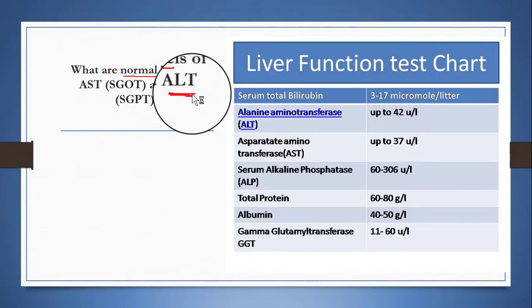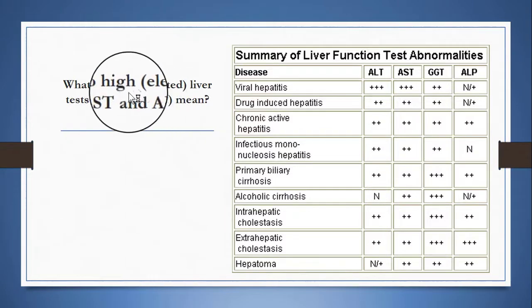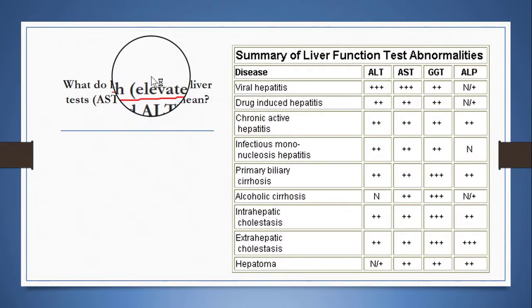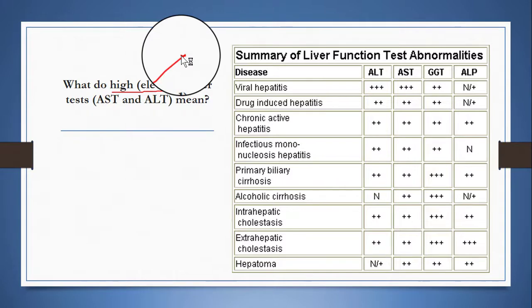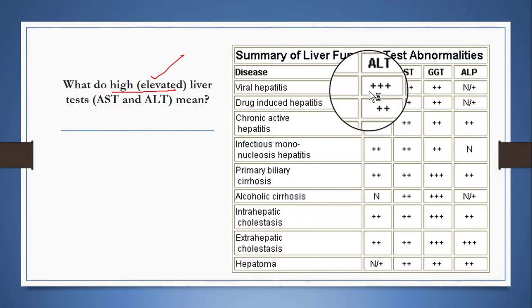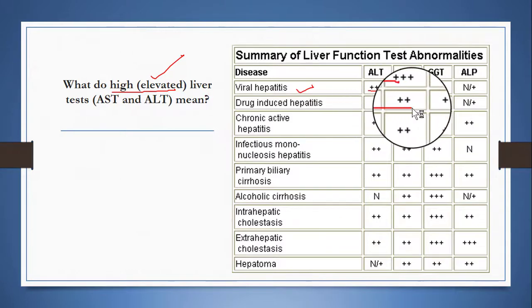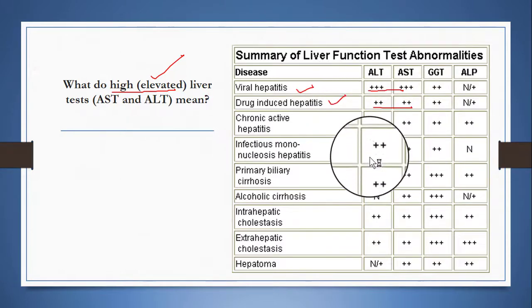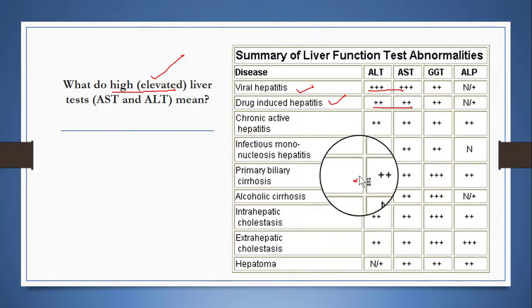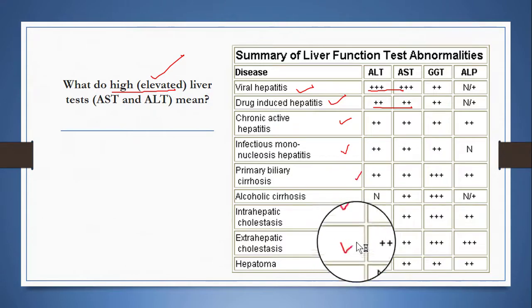Next, what do high or elevated liver tests, ALT and AST, mean? If these enzymes are raised or elevated, what does that mean? AST and ALT are reasonably sensitive indicators of liver damage or injury from different types of disease, and collectively they are termed liver tests or liver blood tests. However, it must be emphasized that higher than normal levels of these liver enzymes should not be automatically equated with liver disease. They may mean liver problems or they may not.